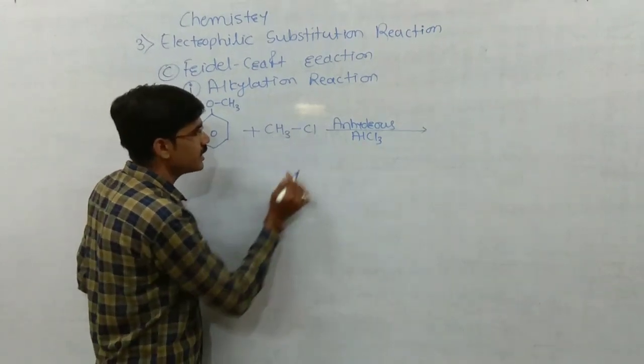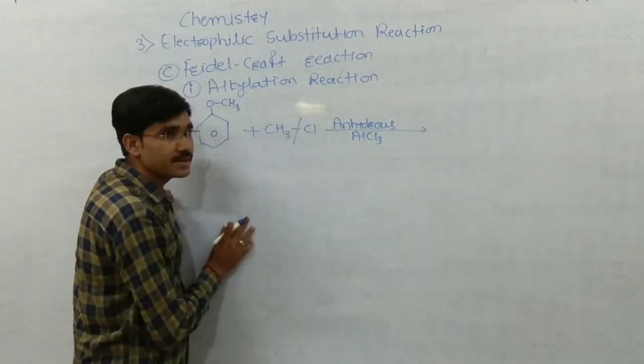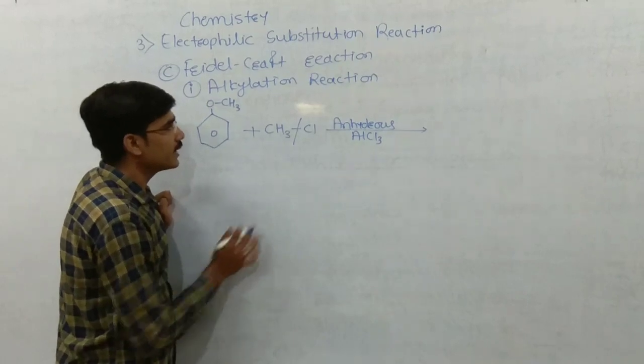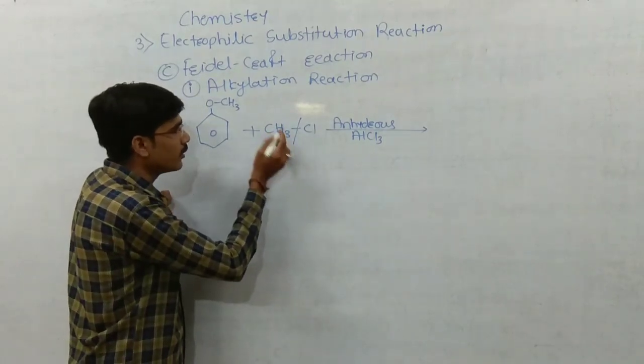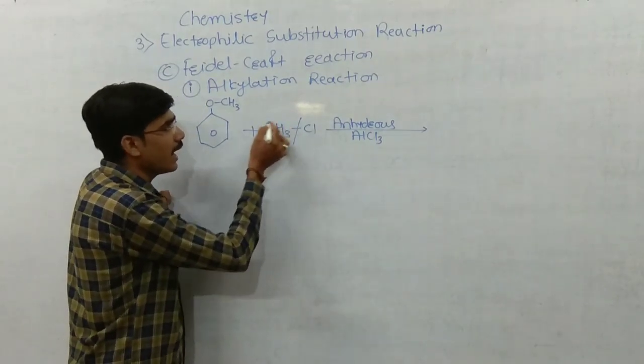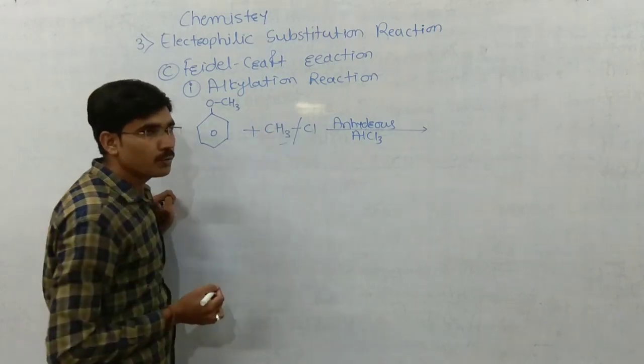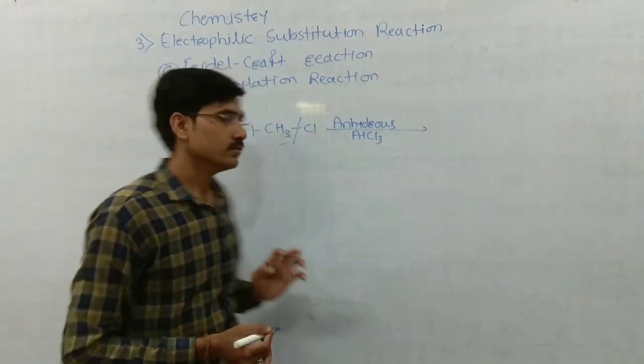In CH3Cl, this bond CH3 and Cl break from the compound. We are getting two compounds by adding CH3 to ortho position and para position.